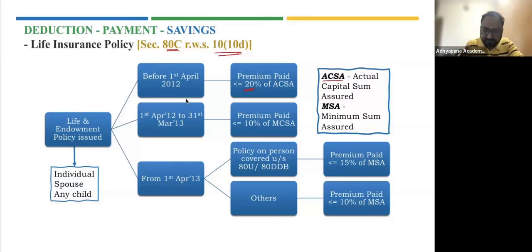Now there is a separate limit for April 2012 to March 2013. For this 1 year alone, this 20% dropped to 10%, and they started calling the term minimum capital sum assured, MCSA or MSA, minimum sum assured. Now, what is the difference between actual and minimum sum assured? See, over a period, the policy types have changed. Earlier, when you took a policy, there used to be one sum assured. But currently, the sum assured is a varied sum assured. As the insurance policy progresses over a period of time, your sum assured keeps increasing. So when you start with, it would have been 1 lakh.